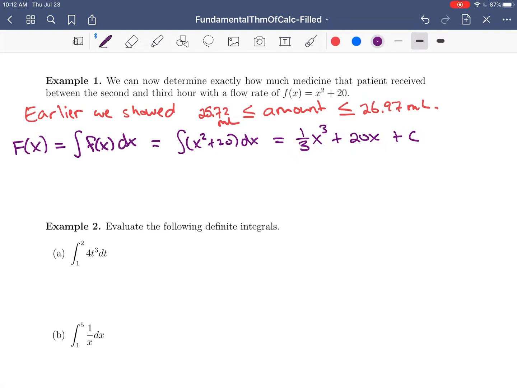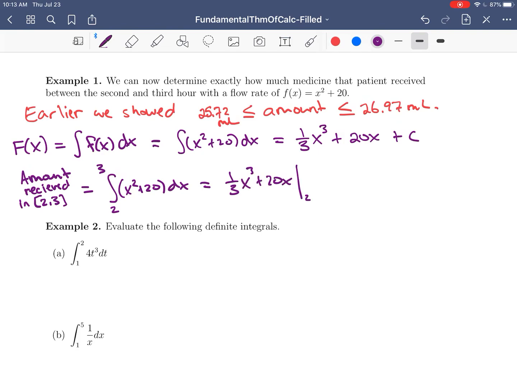What we're actually looking for, the amount of medicine between the second and third hours, is going to be the definite integral from 2 to 3. I'm going to use my antiderivative 1/3 x cubed plus 20x, and evaluate that from 2 to 3. That's this whole thing evaluated at 3, so 1/3 3 cubed plus 20 times 3, minus the whole thing at 2, so 1/3 2 cubed plus 20 times 2. So this is F of 3, and this is F of 2.